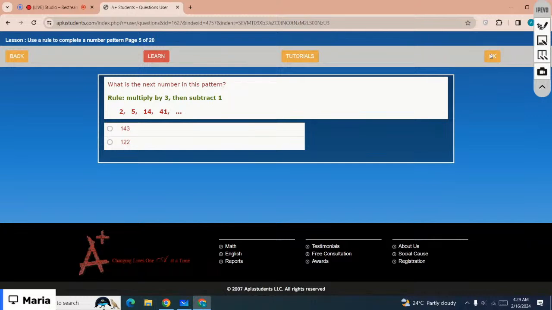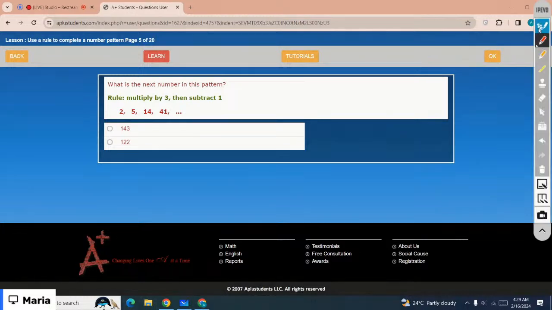yes, that is 122. How did you get 143? Let me just do this, right? You have the last number 41. Just do 41 times 3. 3 times 1 is 3 and 3 times 4 is 12. I think you guys are just guessing the answers. 123 minus 1 is 122. Isn't it?